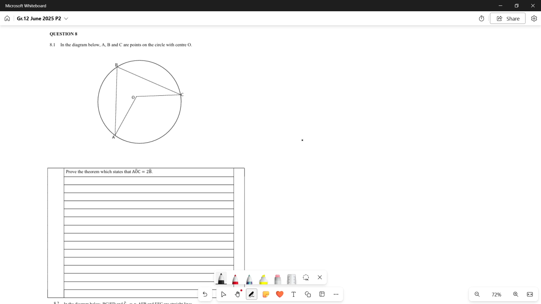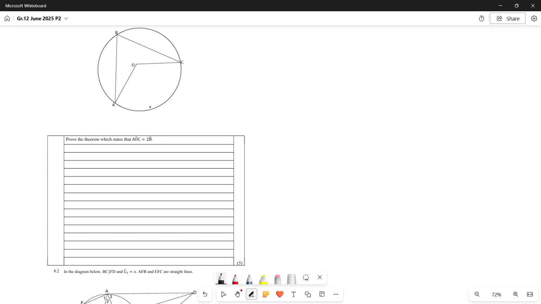Cool guys, so question 8 of the grade 12 June 2025 math paper 2. We have 8.1 here. In the diagram below, A, B, and C are points on the circle with center O, okay? Prove the theorem which states that angle AOC equals 2 times angle B. So this is a 5-mark question and we have to prove this theorem.